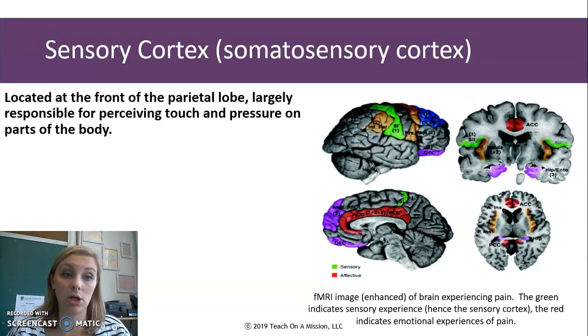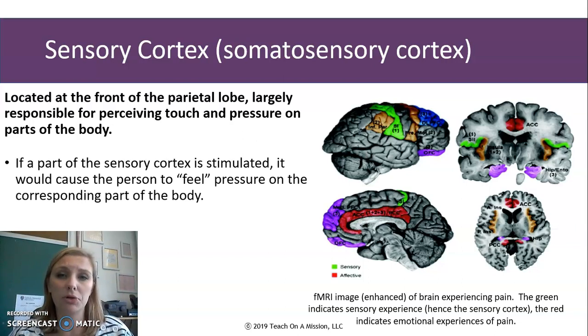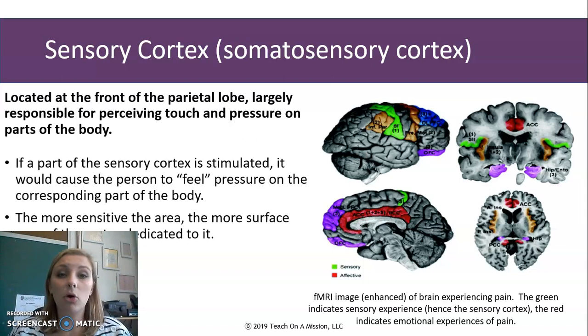Next, let's talk a little bit more about that sensory cortex. Like I said, it's located at the front of the parietal lobe. We perceive touch and pressure, but also temperature. If we stimulate parts of the sensory cortex, it would cause the person to feel pressure on that part of the body, even though we weren't touching it, okay? And then the more sensitive the area, the more surface area of the cortex dedicated to it.